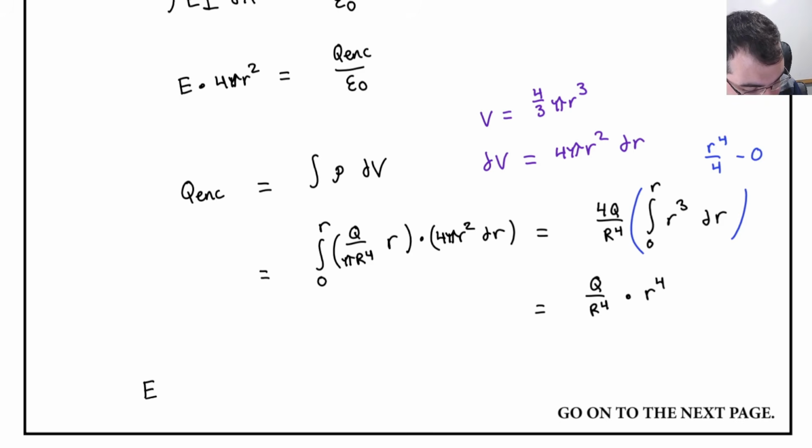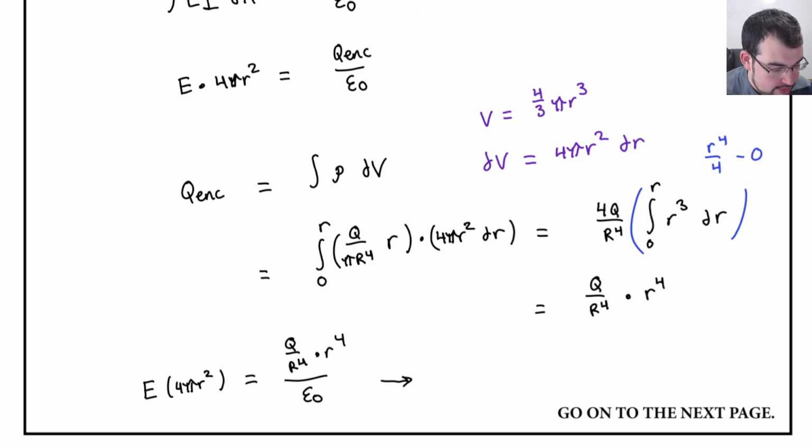Because we said that E times 4 pi r squared, the flux, can be found by taking Q enclosed divided by epsilon naught. So let's see here. We get 2 of the r's cancel here. So we'd get E is equal to 1 over 4 pi epsilon naught big R to the fourth times Q times little r squared.